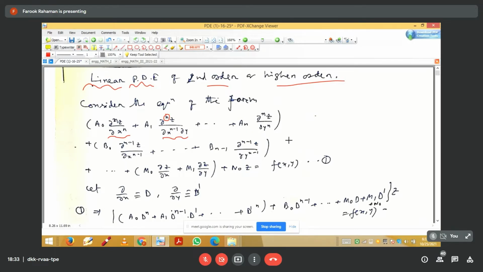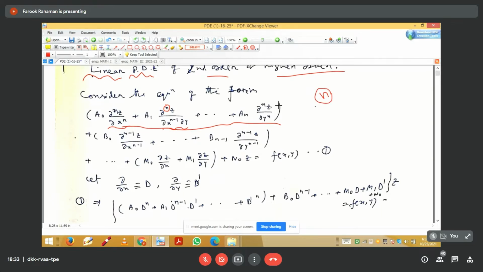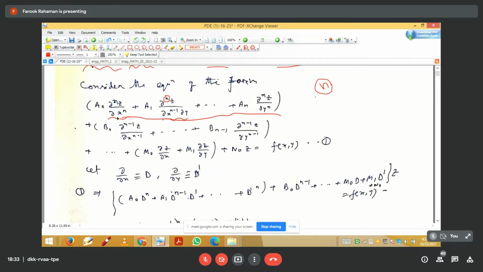So in this way, within the first bracketed term, that is the nth order partial derivative part. Now the second part, if we add the one lesser order, that means n minus 1th order, and so on. Similarly, this is the first order and this is a constant term, and the right hand side should be a function of x and y. So one can write this as the most general linear higher order partial differential equation.